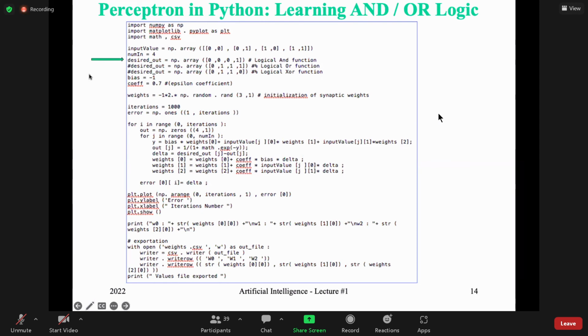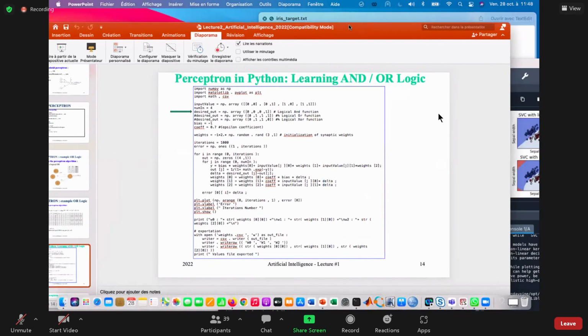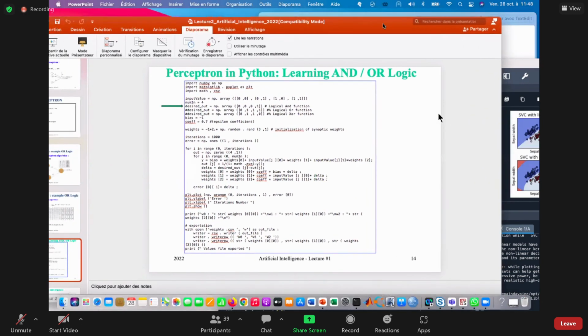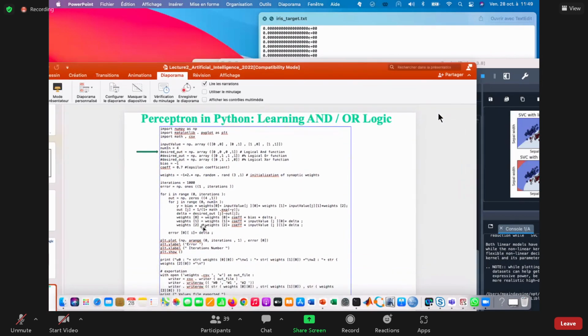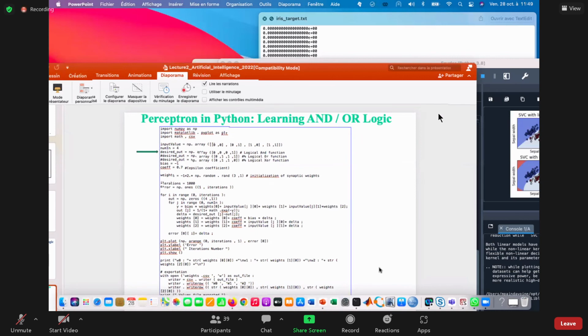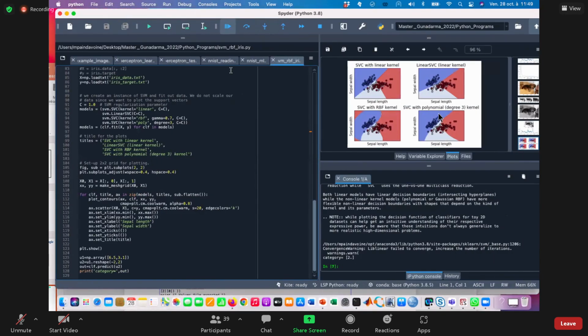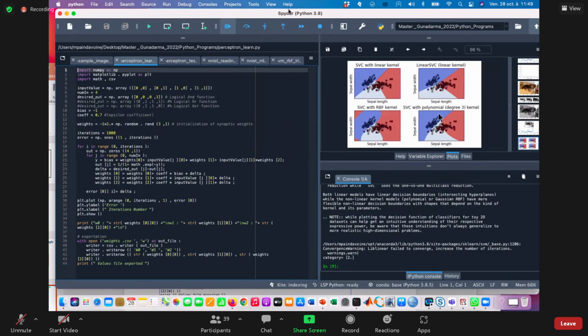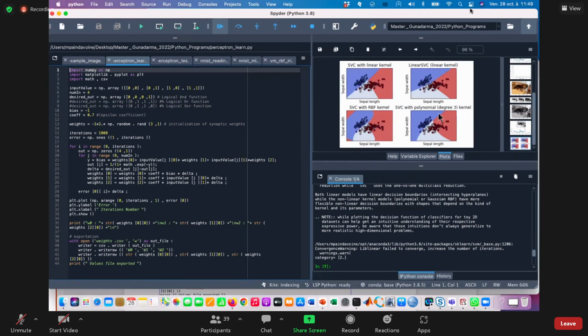So let's see now my example of my Python program. I sent you this Python program. Normally you have this program directly. So I have this one here, so I have to come back here. Okay, so now let's see my example. So it's a perceptron, and with this perceptron here, I would like to reset my function.